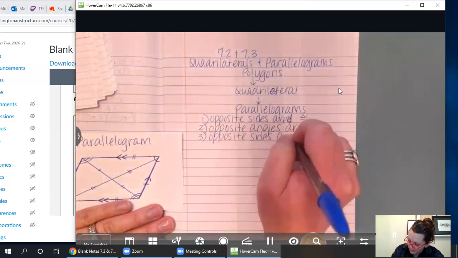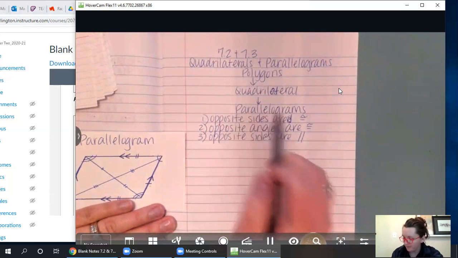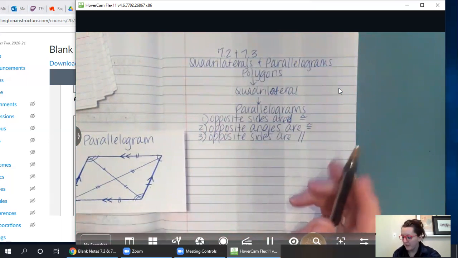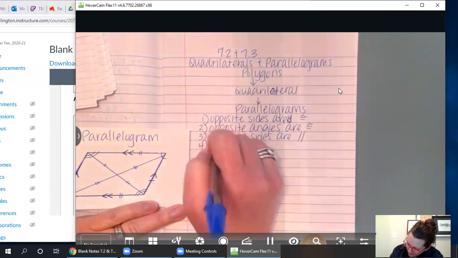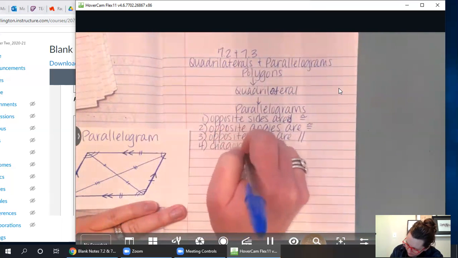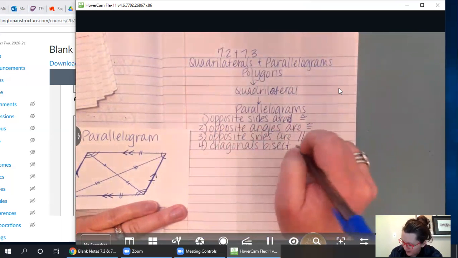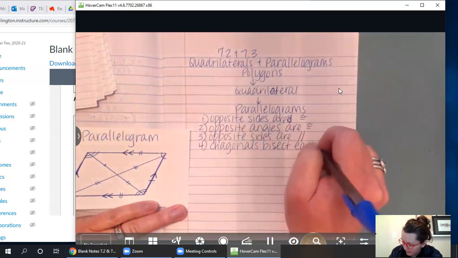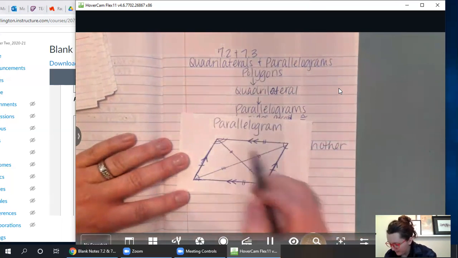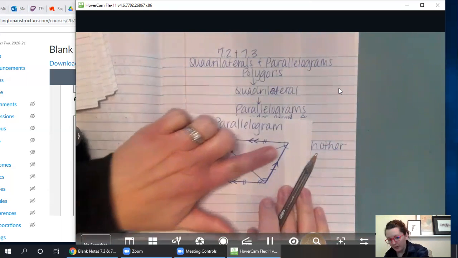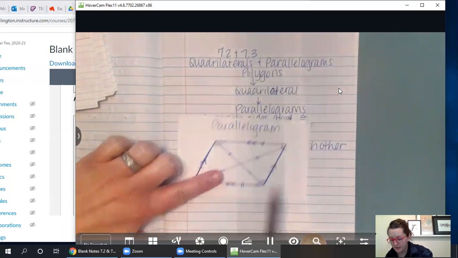Third, our opposite sides are parallel. That's where we get our name parallelogram, right? Parallel, it's in the name. And then fourth, our diagonals bisect each other. So bisect, remember, means to cut in half. So in this case, this diagonal here is bisecting this diagonal, so they're cut into equal parts.